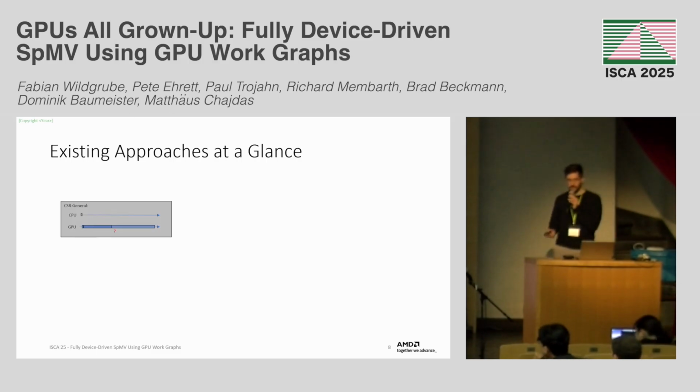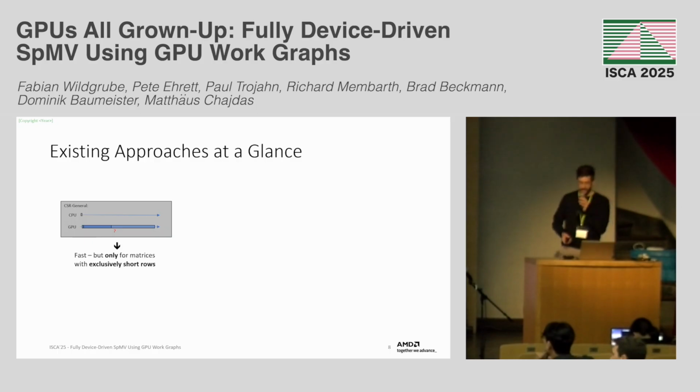So the simplest approach is CSR general, which is pretty much what I showed in the very beginning. You allocate a fixed number of threads to each row, and then you just hope for the best. And that's really what you do, because this is fast, but only if all of the rows in the matrix are relatively short, so you don't have irregular sparsity. As soon as you hit irregular sparsity, you see what I visualized in the very first slides. Some of the threads take forever, so your overall runtime skyrockets.